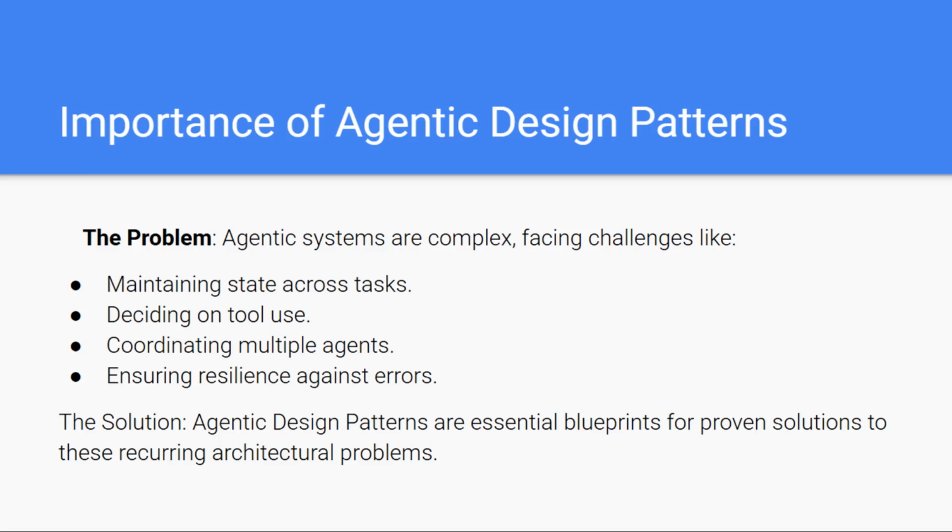They act as proven blueprints, structured, reusable solutions that help us build stable, reliable, and scalable agentic systems. Instead of solving the same hard problem from scratch, we can rely on patterns that capture the best practices, provide clarity, and speed up development. In short, if agentic systems are the what, then agentic design patterns are the how, the foundation that makes complex autonomous behavior practical, predictable, and robust.